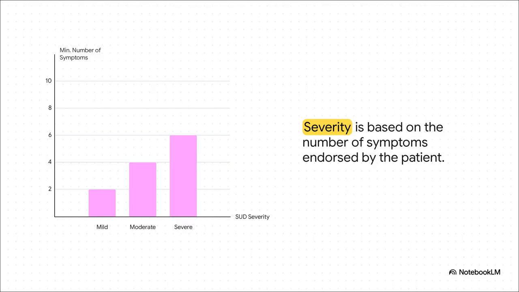And this is basically how the modern system works. A clinician looks at a list of symptoms, and instead of asking, is it abuse or dependence, they just ask, how many symptoms are there? If you have 2 or 3 symptoms, it's considered a mild SUD. 4 or 5, that's moderate. And if you have 6 or more, that indicates a severe substance use disorder. It's all one continuous spectrum.